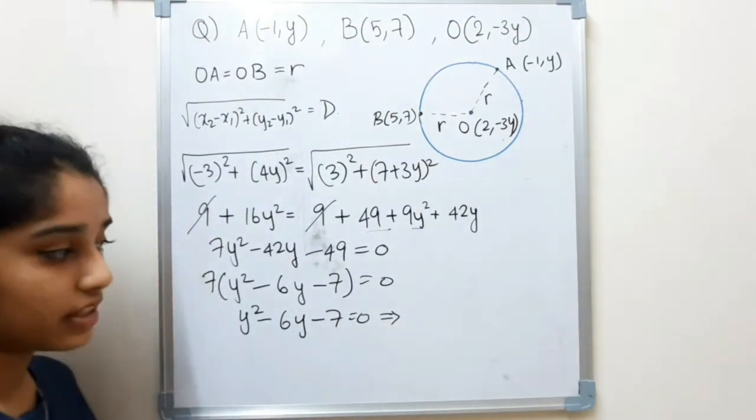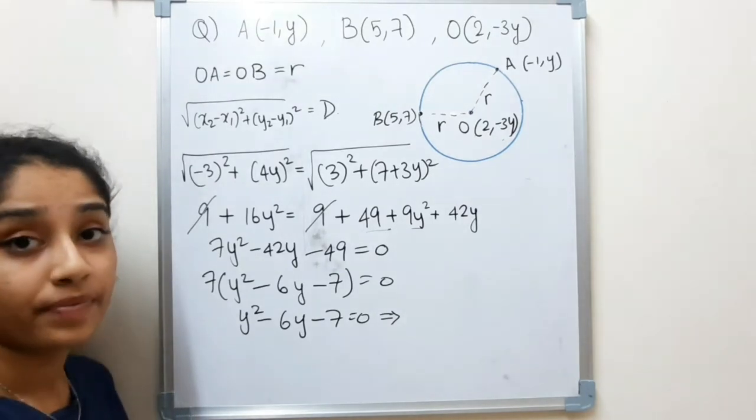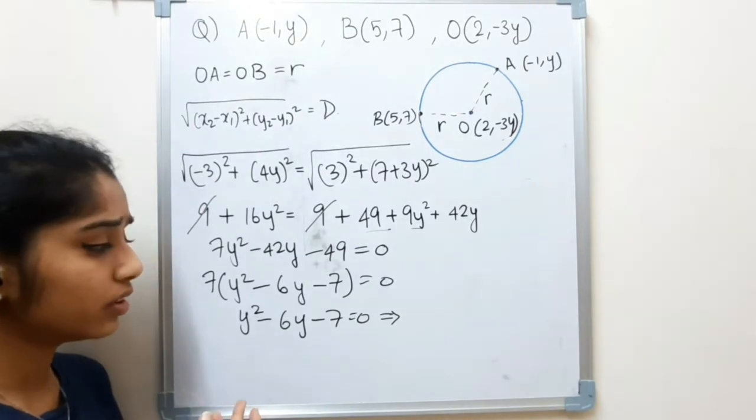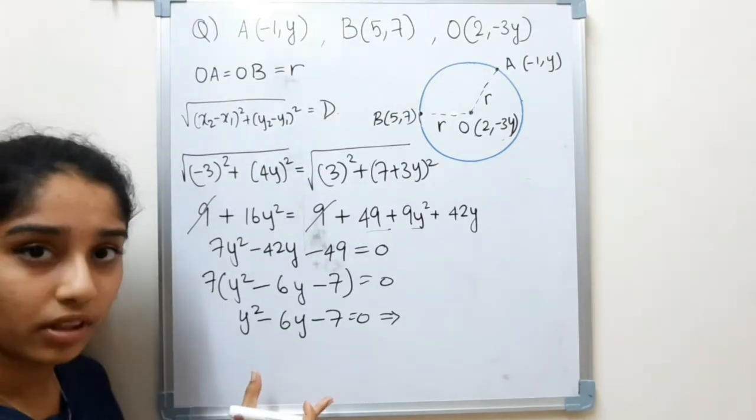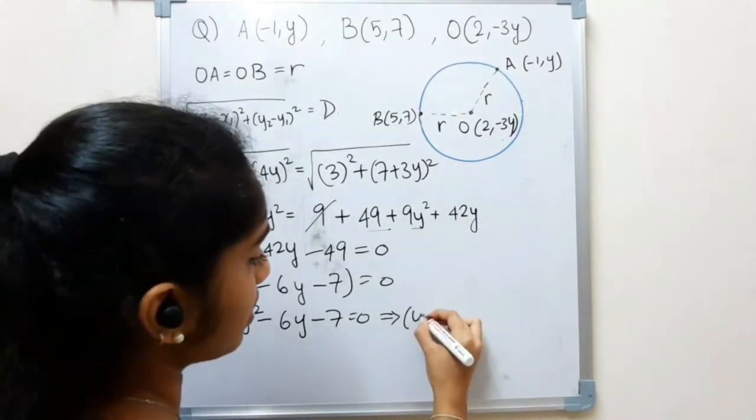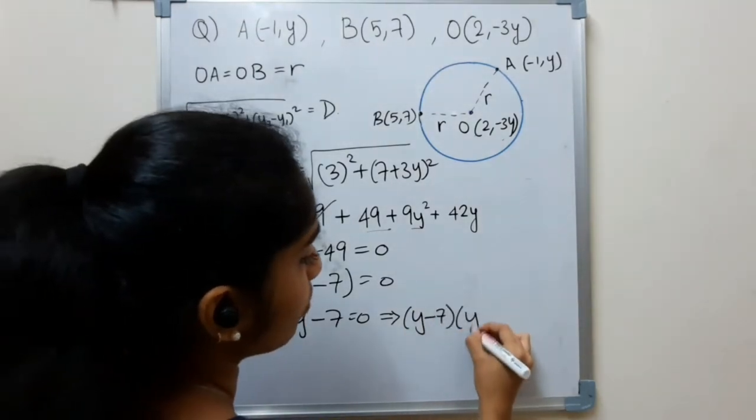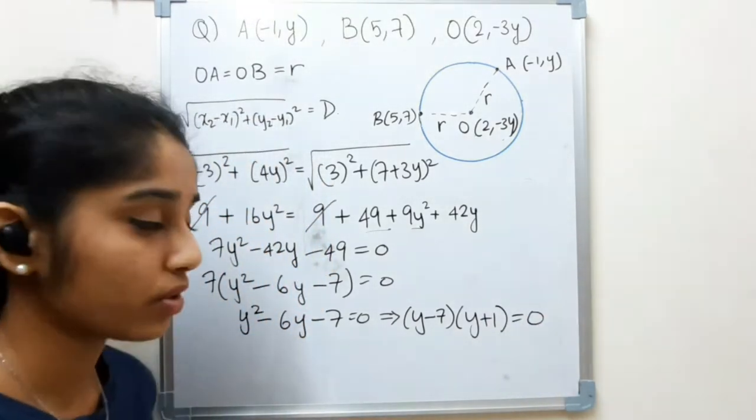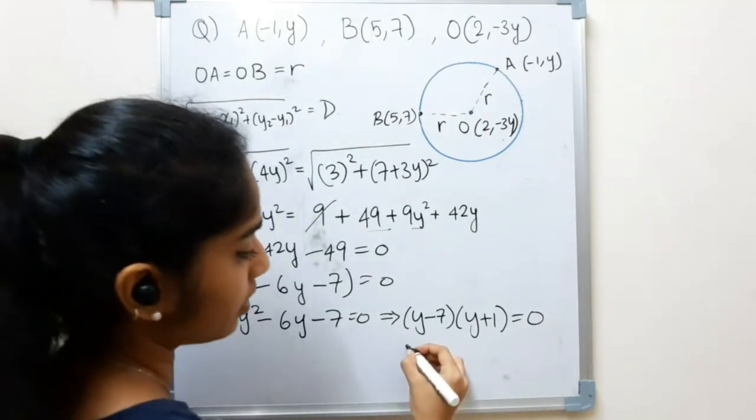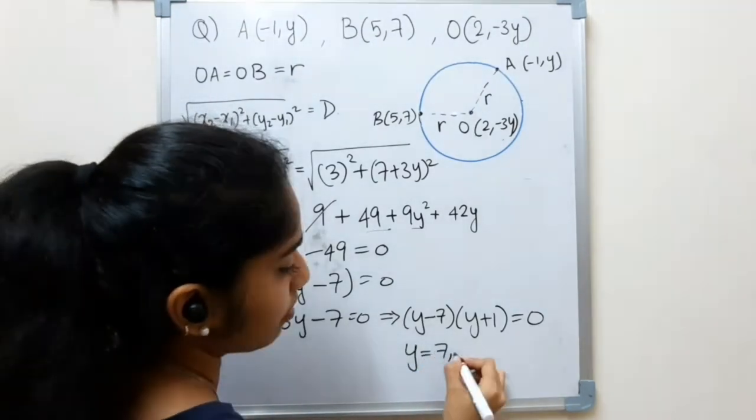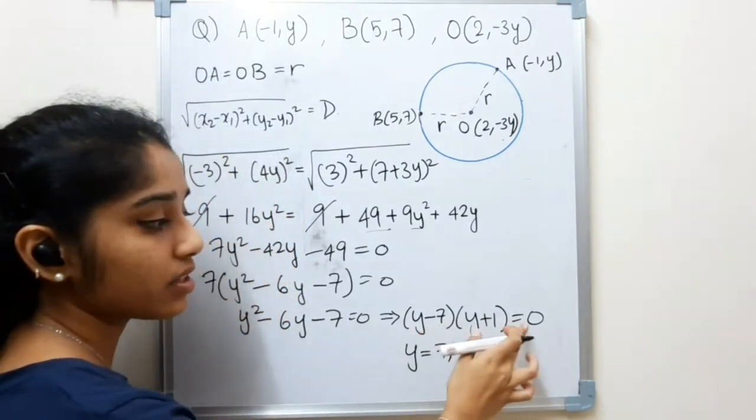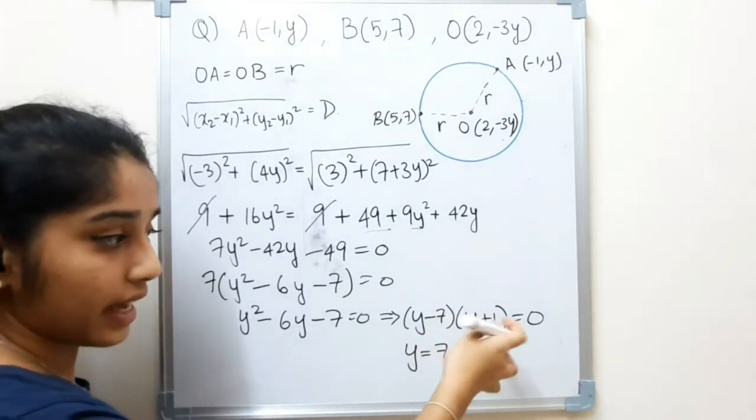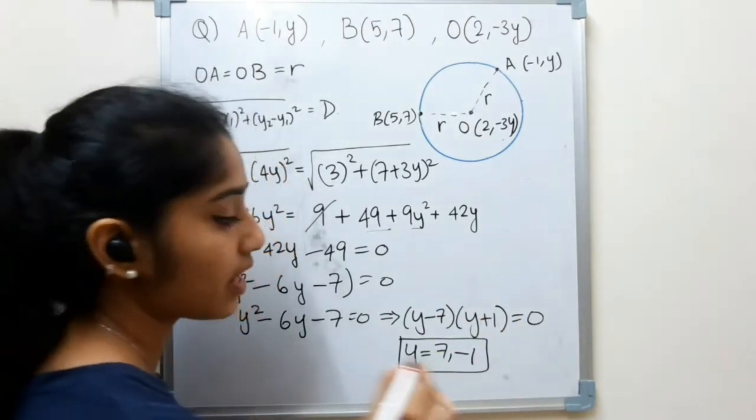Now, you can factorize this using the quadratic formula by solving for y, or also using the method of splitting the middle term. That's how I did it. So we'll get y minus 7 and y plus 1 equal to 0. So either one of these factors has to be equal to 0, so we have the values of y to be 7 and minus 1. When you equate y minus 7 to 0, we get y is equal to 7. And when you equate y plus 1 equal to 0, you get y as minus 1. So we have the values of y.